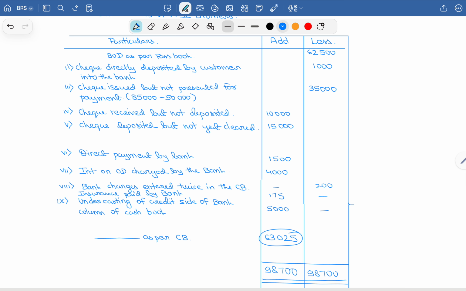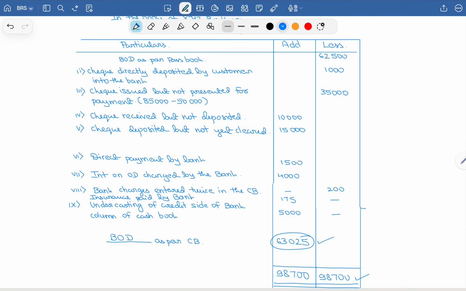So which side is heavier? Less side is heavier. When the less side is heavier, a negative figure means what? It is again bank overdraft. It is bank overdraft as per cash book also. So bank overdraft as per cash book is how much? 63,025. That is the answer for this question.